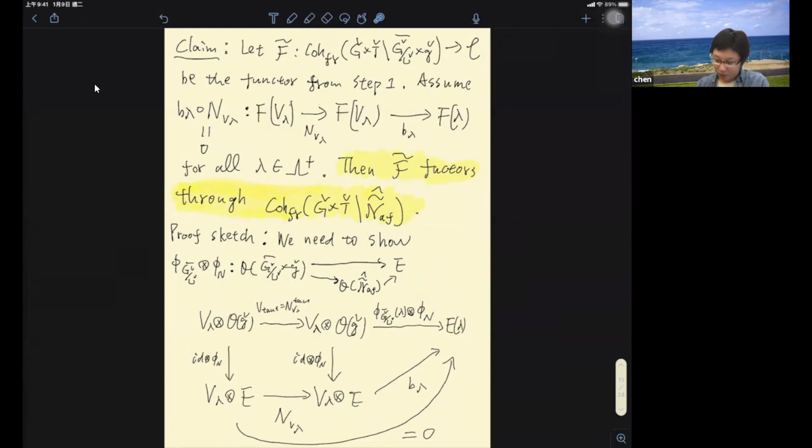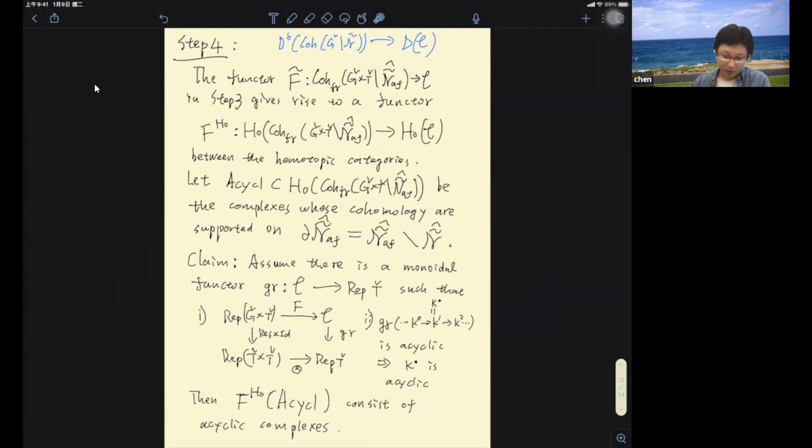Okay, so now is the final step. Now I want to show how to extend the previous functor to a functor from the derived category of the Springer resolution to this quotient of the homotopy category. This is the homotopy category of cyclic complexes. Okay, so here's the idea.